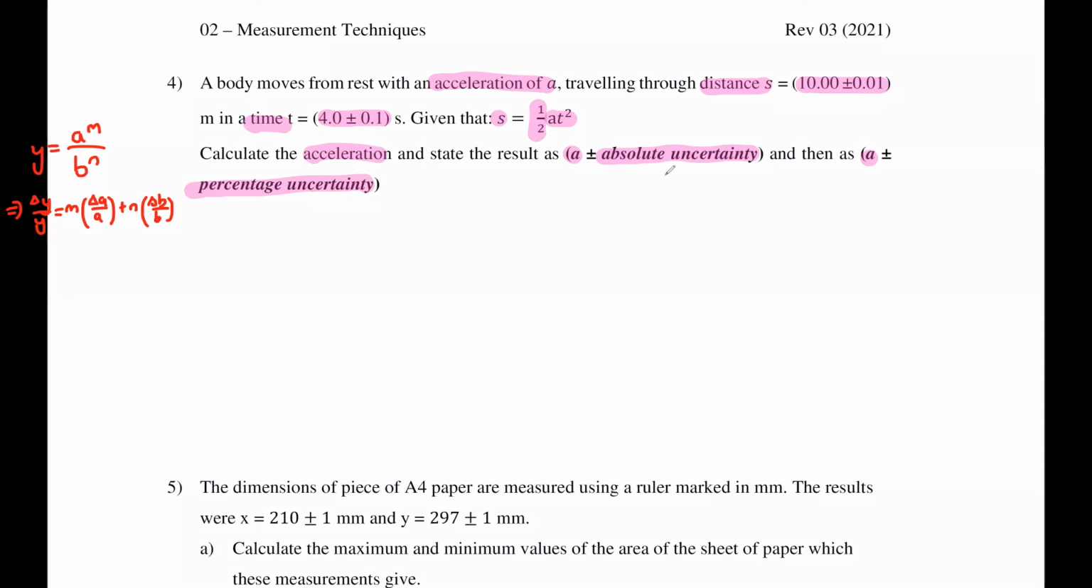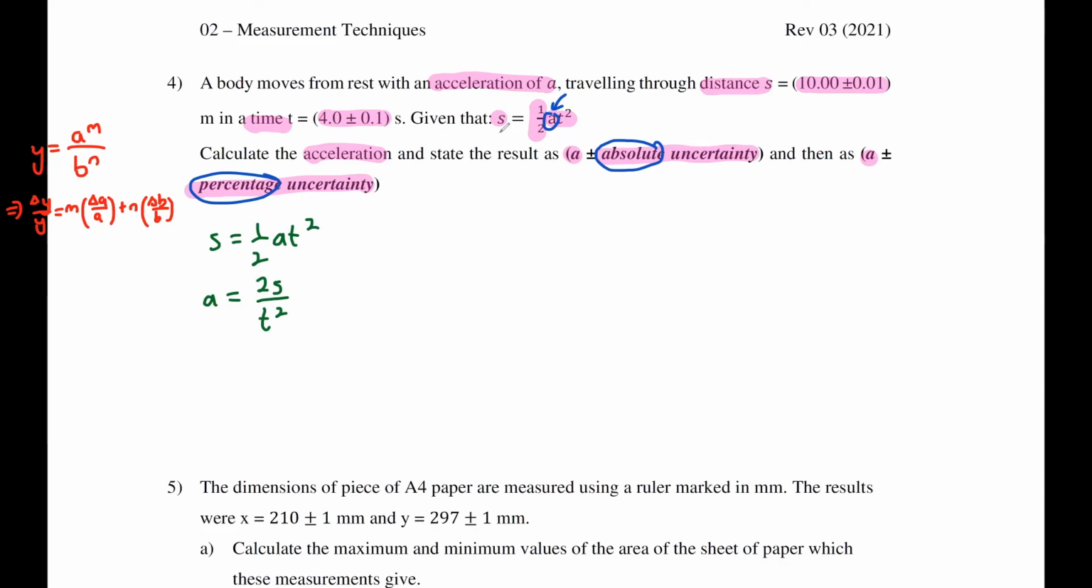In this question, we want to find two forms of the uncertainty, the absolute and percentage uncertainty. And also note that the acceleration a is not the subject of the given equation. Before we can proceed further, we will need to rewrite a as the subject of the equation. So if s is equals to half at squared, then a will be equals to 2s divided by t squared.